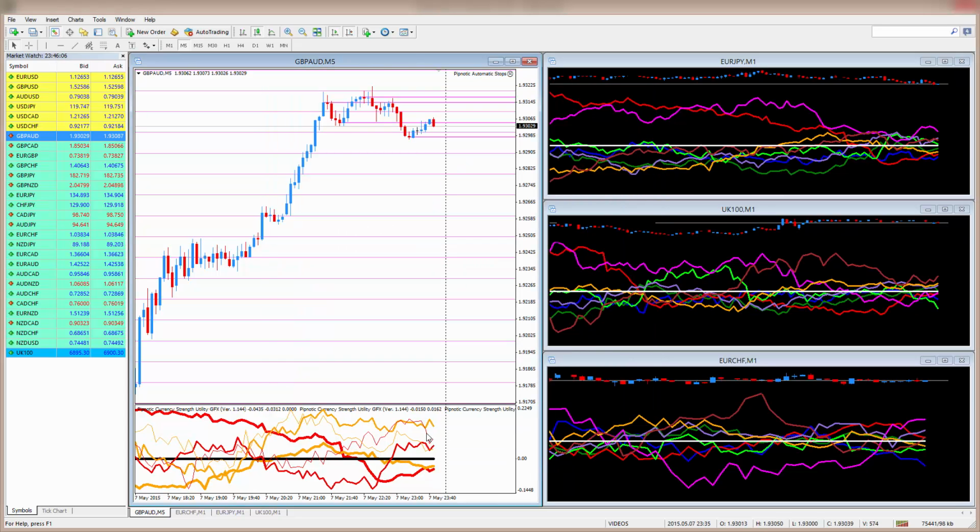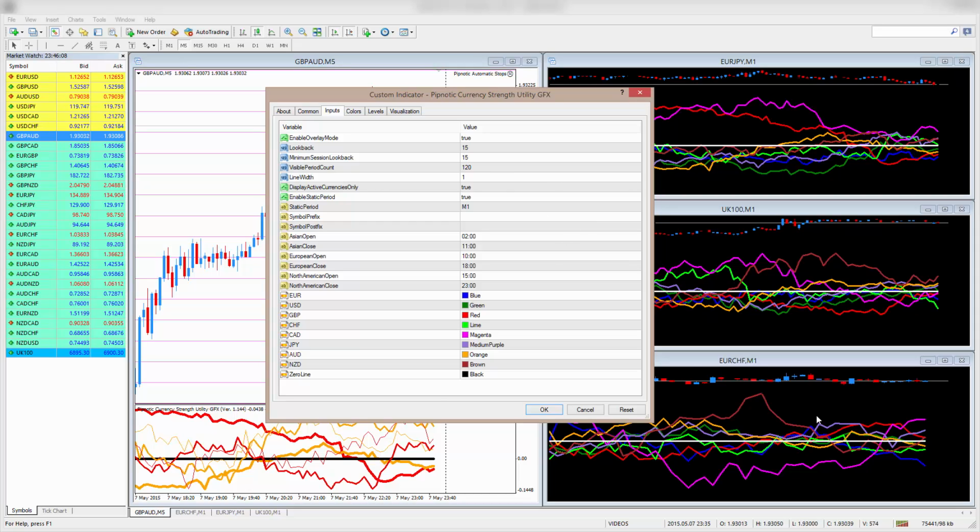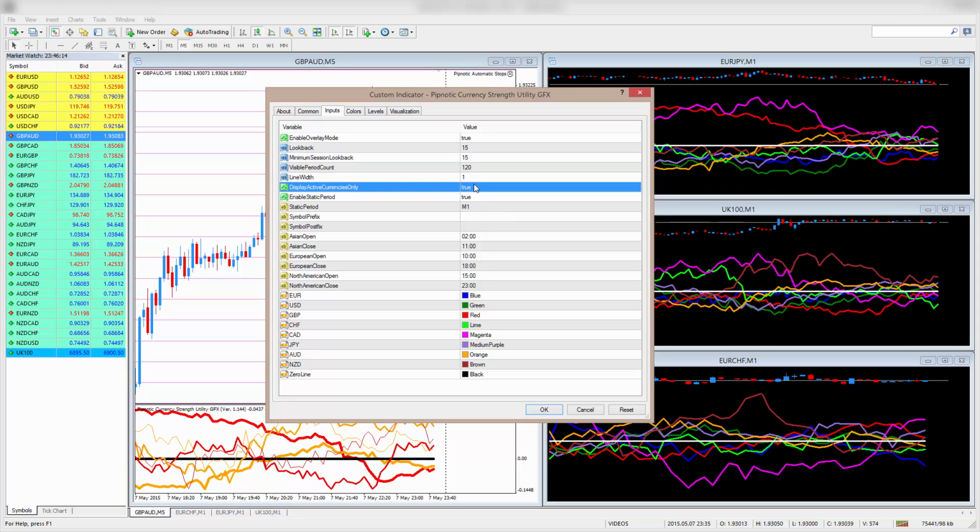We go to the short term, we can see here we have again the same as here, the shorter term, 15 minutes, display active currencies only set to true, enable static period set to true, and the static period is set to M1. And again, when you see M1 here, the values that you can put in here correspond to the values that you can see in the MT4 period buttons just here.